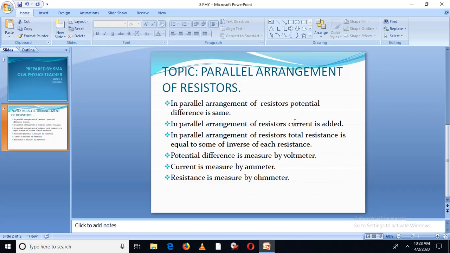Next bullet point is that potential difference is measured by voltmeter. Voltmeter is an electrical instrument that is used to measure the potential difference, and that voltmeter is attached parallel to the resistor.